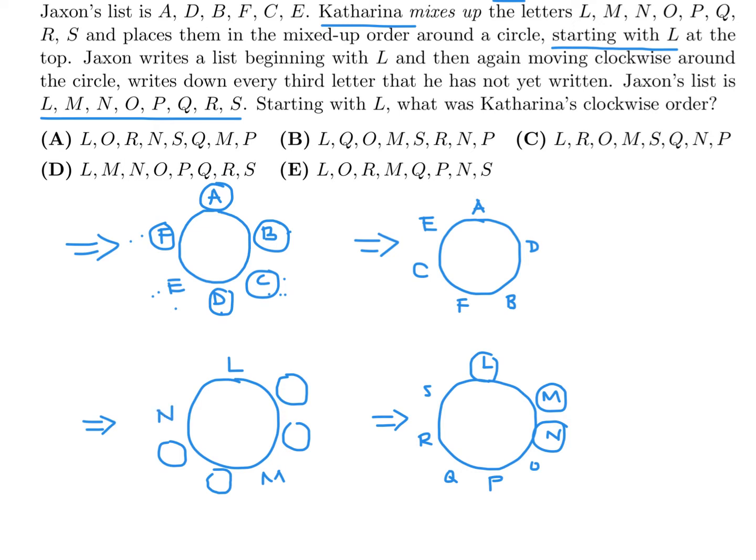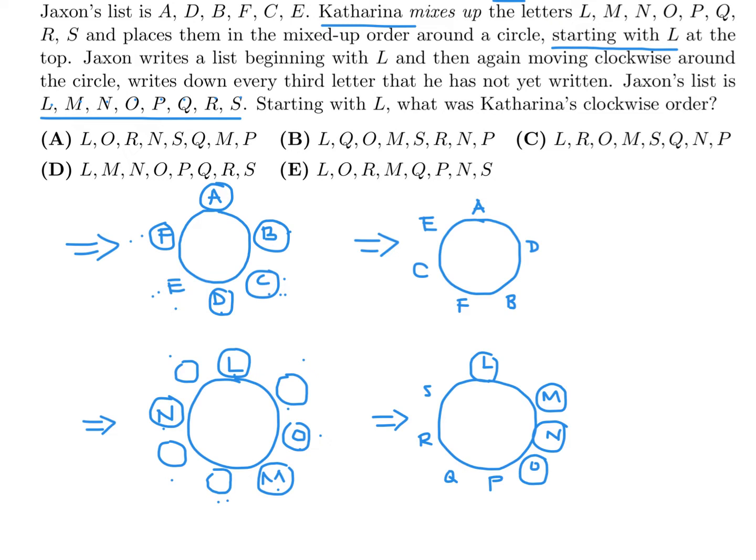Okay, and then how many letters are there? 1, 2, 3, 4, 5, 6, 7, 8. And how many do I have? 1, 2, 3, 4, 5, 6, 7. So I've got another one here. Okay. So L, M, and N are already placed. So those are ones we have to jump over. Next one is O. So 1, 2, 3. So the O goes there. So O goes in there.